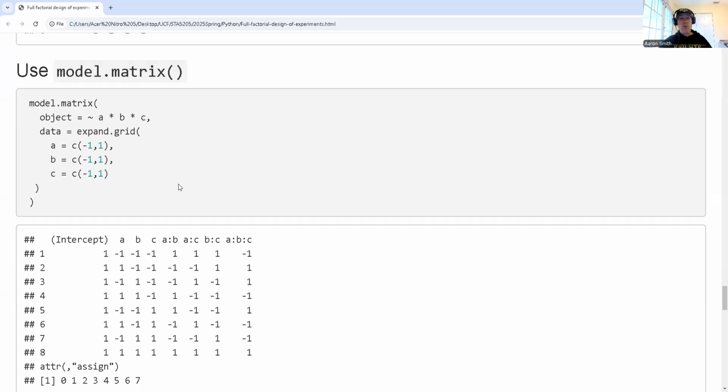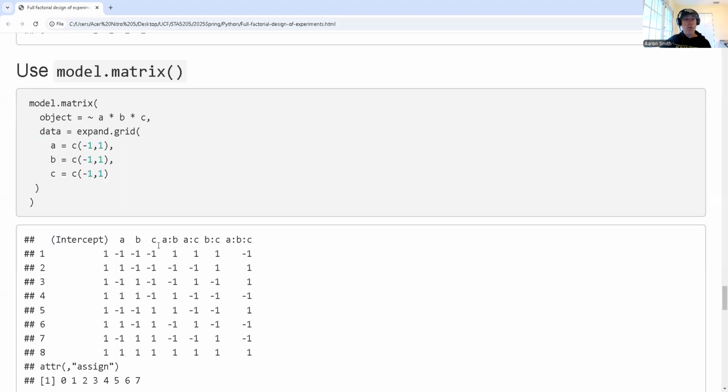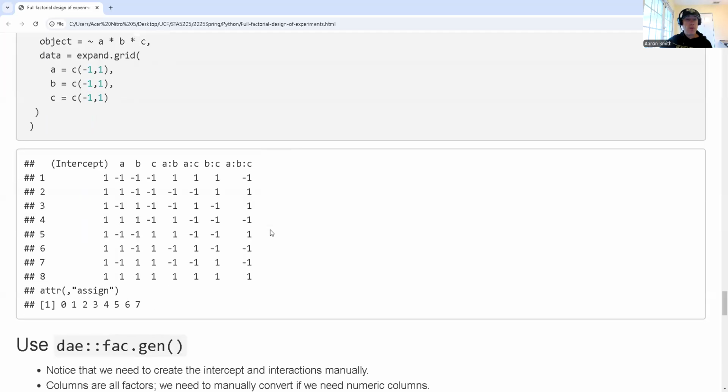Now, model.matrix, this is really nice in that this will work out a lot of stuff for us. And so model.matrix will take that expand.grid that I did just a moment ago and put the intercept on it for us and put the interaction terms on there for us also. Boom, I got this easy peasy lemon squeezy. I like this one a lot.